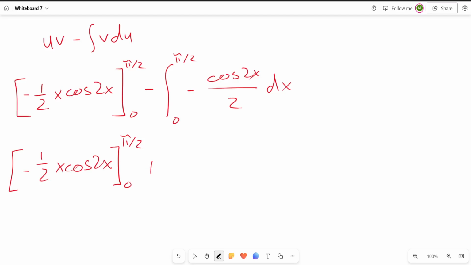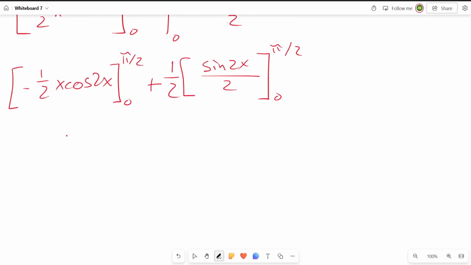Minus times minus is plus. Integration of cosine 2x is basically sine. And actually I can take this, minus times minus is plus. I'll take this half outside. So plus half. Integration of cosine 2x is basically sine 2x, and then divide by the differentiation of 2x, which is 2. Evaluate it from 0 to pi over 2.